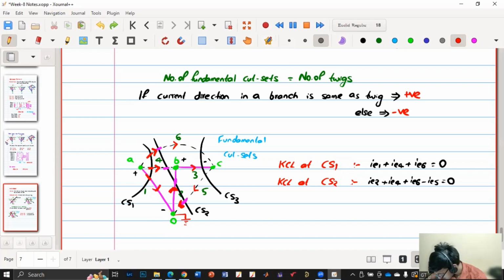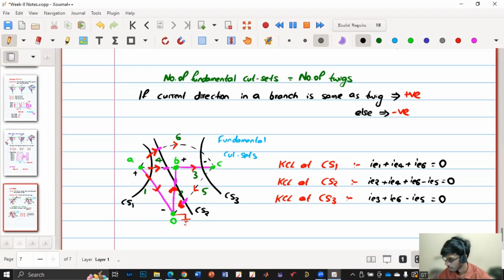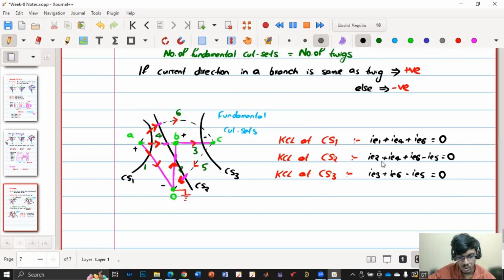Now I'll apply KCL at cut set 3. Cut set 3 has a similar thing: IE3, IE5, IE6. IE3 should be positive, right? IE3 and IE6 are in the same direction, and IE5 is in the negative direction. So IE3 plus IE6 minus IE5 equals 0. Follow? Yes, sir.